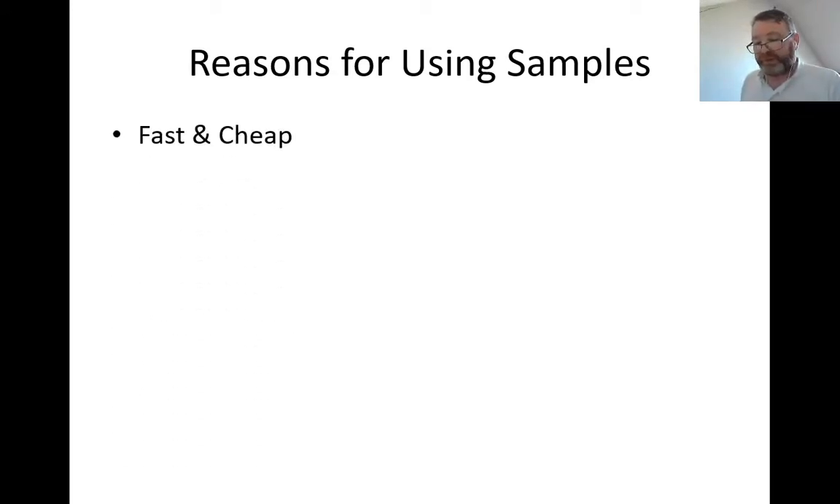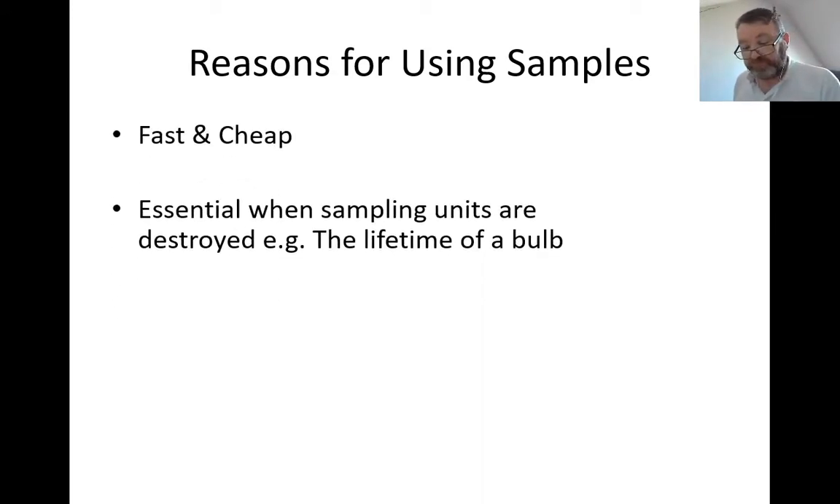Why do we use random samples? Well, fast and cheap. They're essential when sampling units are destroyed, for example, the lifetime of a bulb. So you've got to make sure that you simply continuously select samples to make sure, okay, how long did the units of the bulbs last in that particular sample, etc., etc. And then if they're destroyed, you've got to select some more.